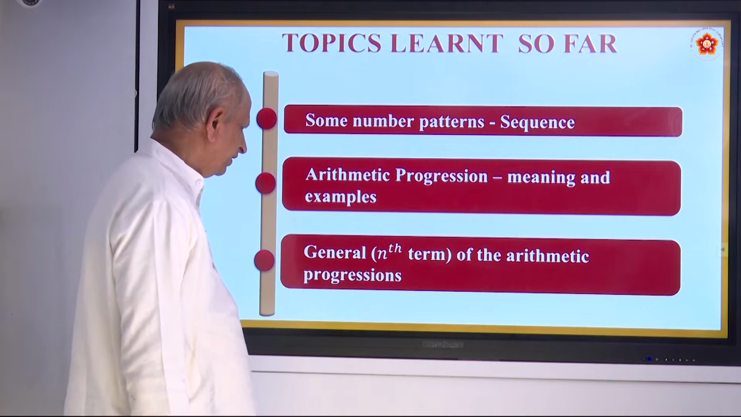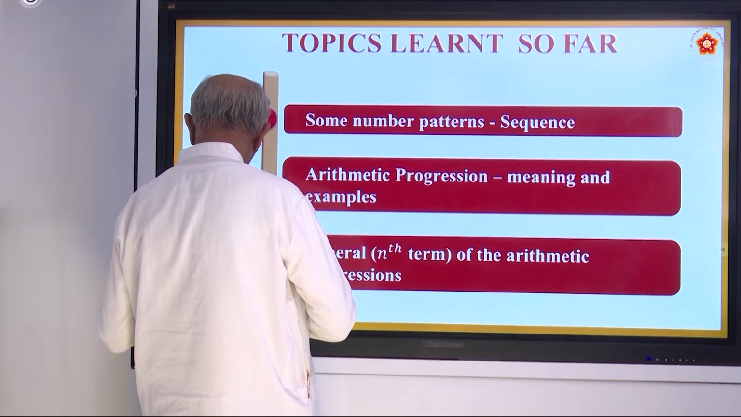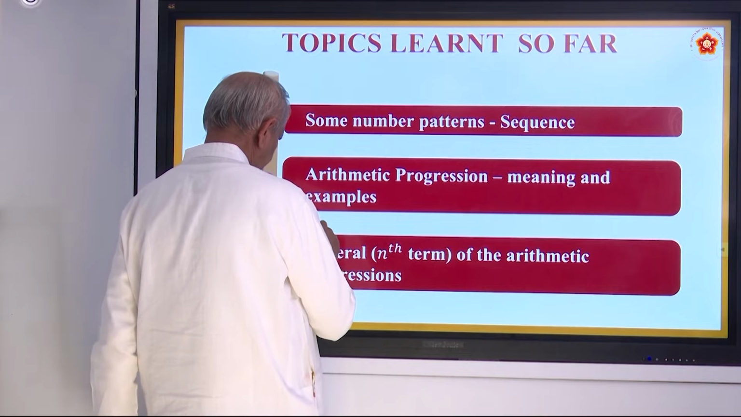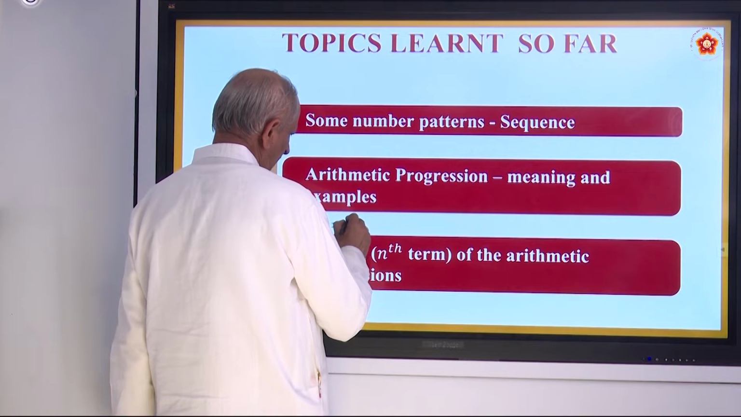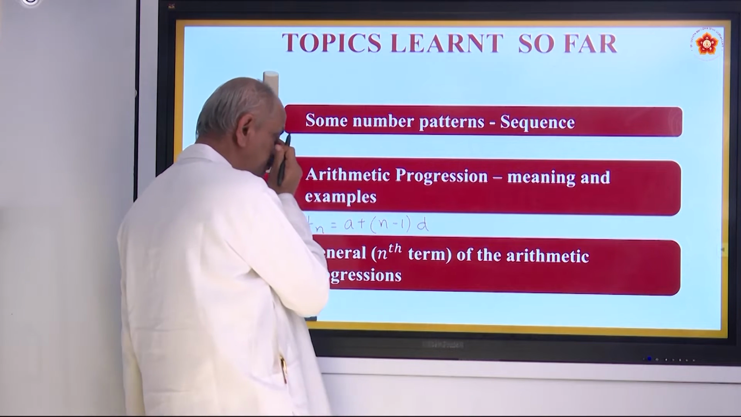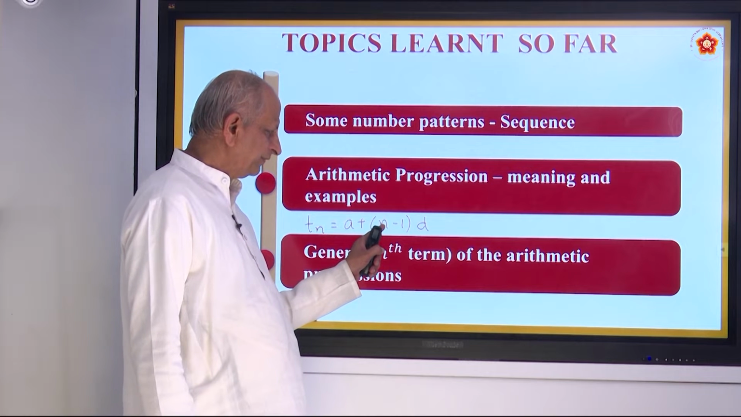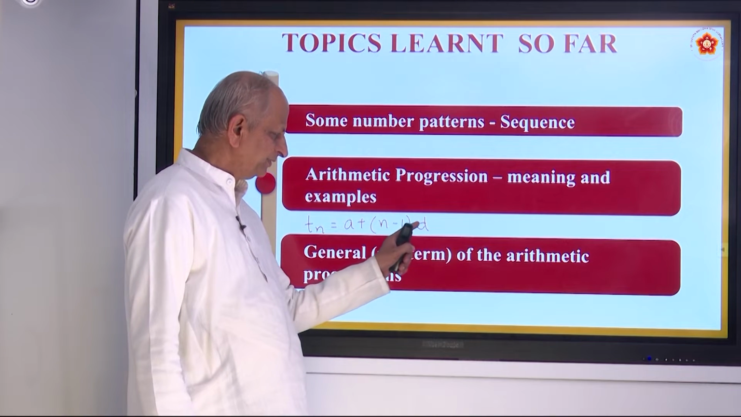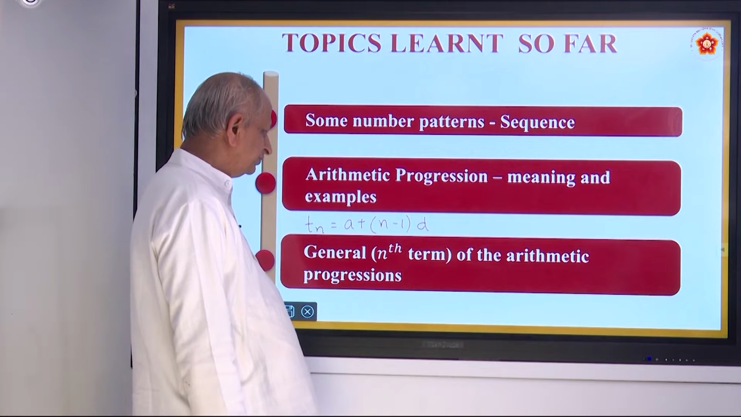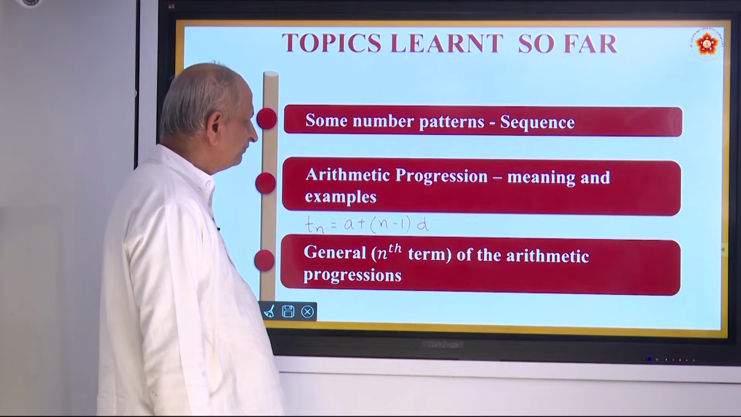And you have seen the general nth term, we call it Tn, and Tn is equal to a plus (n minus 1) into d. Is it not? Where a stands for the first term, n stands for the number of terms, d stands for the common difference. Okay. So this is the formula which you use in arithmetic progression.